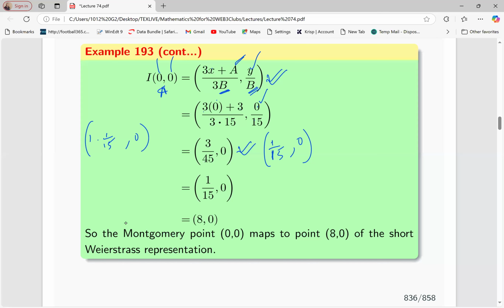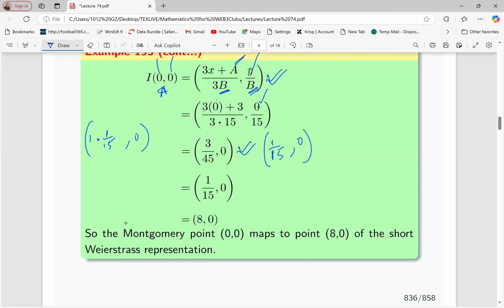So what is the inverse of 15? 1 over 15 is the inverse of 15. So what is the inverse of 15 mod 17, because you're working mod 17? Of course, you can use your code to do it faster.